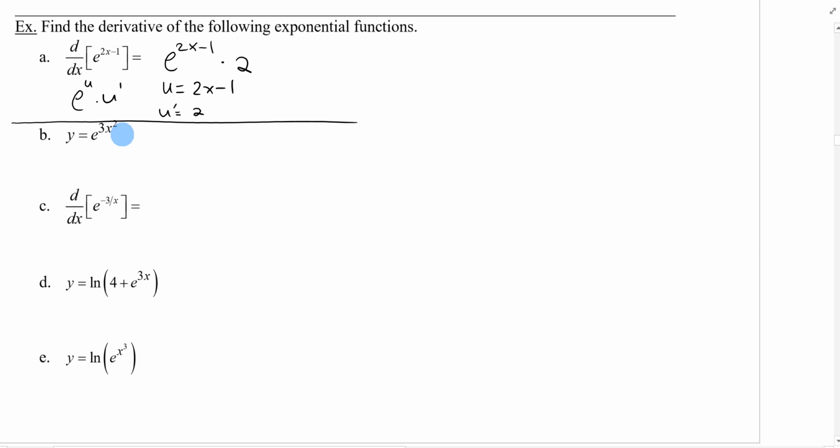Next one. We're going to take the derivative of y equals e to the 3x squared. Again, u is 3x squared. So u prime is 6x. Now, the derivative of y is going to be this rule. So it's going to be e to the 3x squared times 6x. Now, you could write it like this if you'd like to. On free response, it doesn't matter, but I'm pretty sure in multiple choice problems you'll probably see it like this.